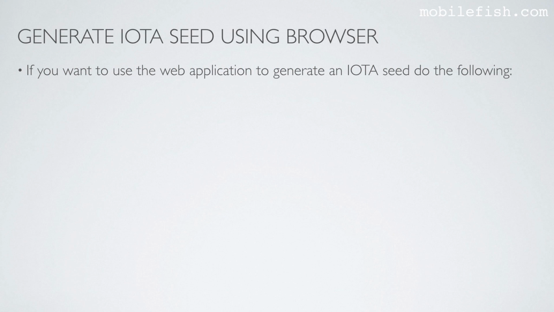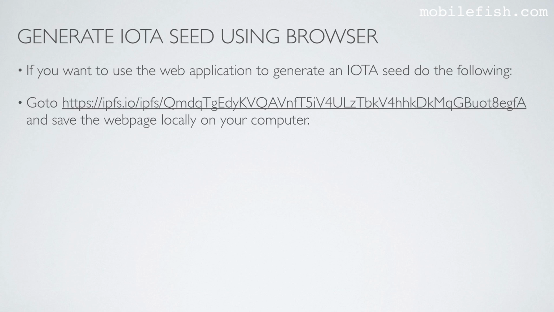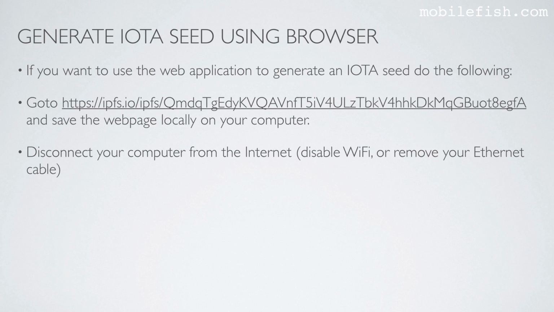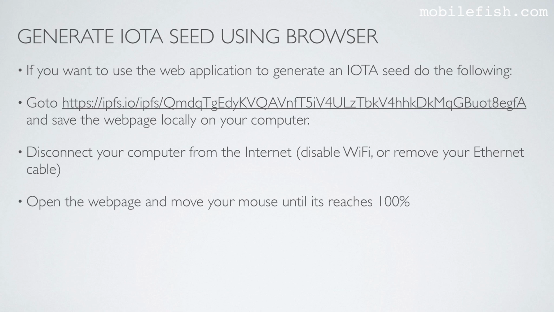If you want to use the web application to generate an IOTA seed, do the following. Go to this web page and save the web page locally on your computer. Disconnect your computer from the internet, which means disable Wi-Fi or remove your Ethernet cable. Open the web page and move your mouse until it reaches 100%. The last step is to store your IOTA seed in a secure location.